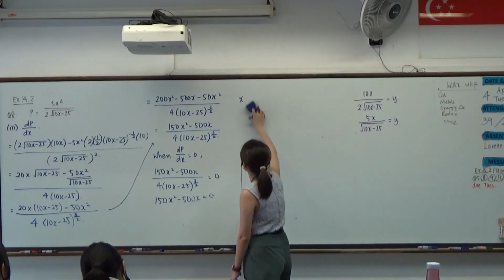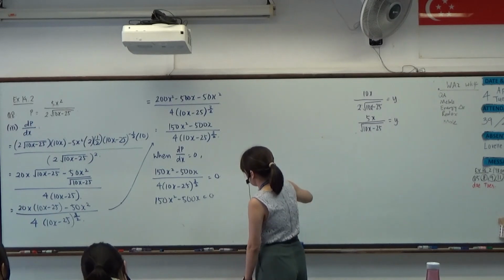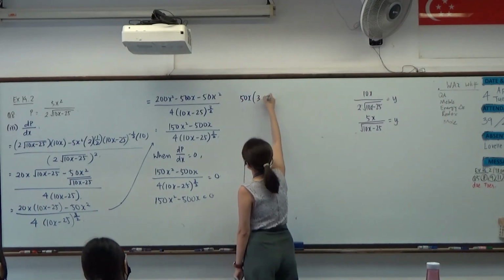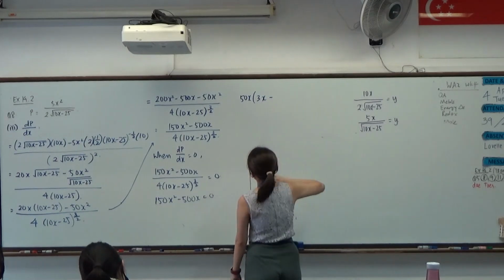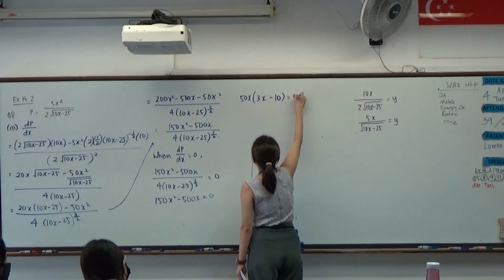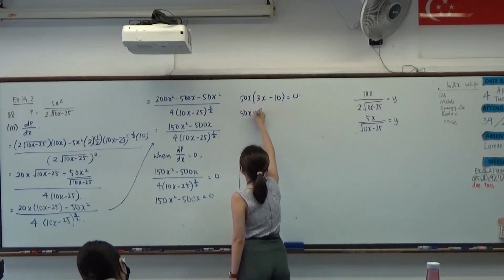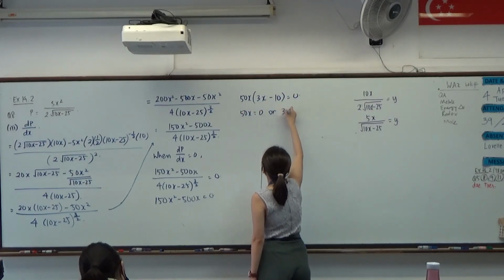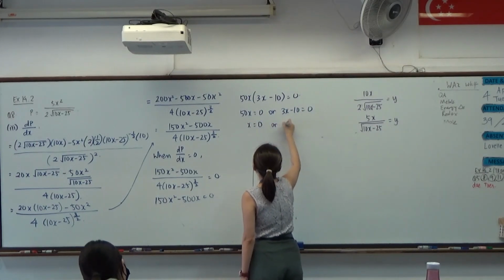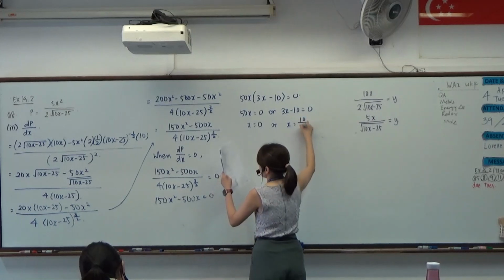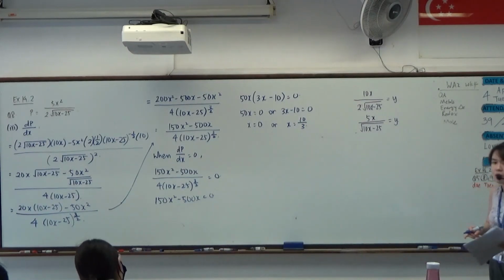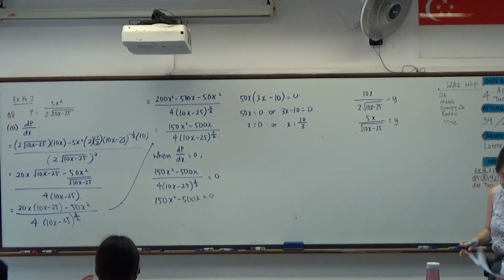In this case, there are a lot of common factors. So I'm guessing it's 50x. Let's try 3x minus 10 equals to 0. So 50x equals to 0 or 3x minus 10 equals to 0. So x equals to 0 or x equals to 10 over 3.